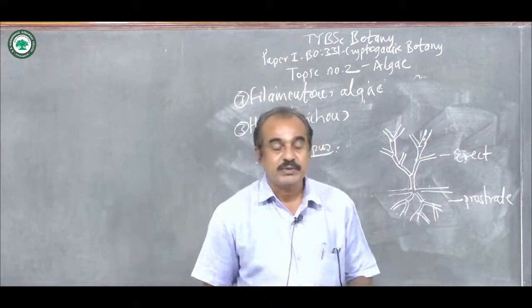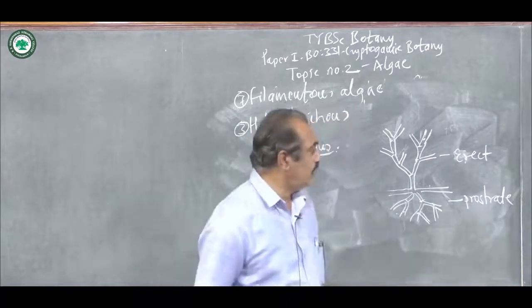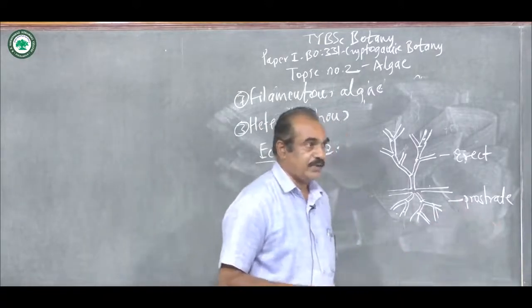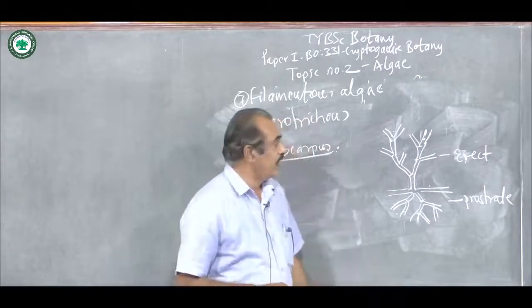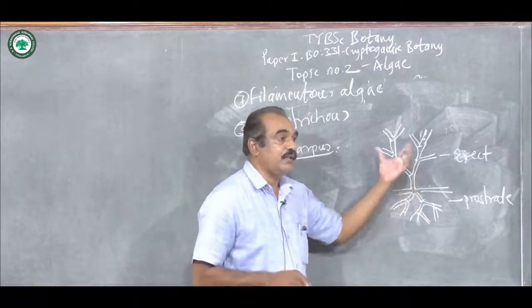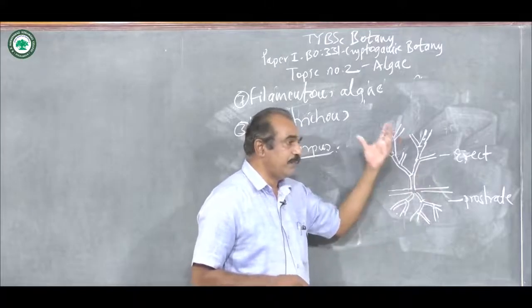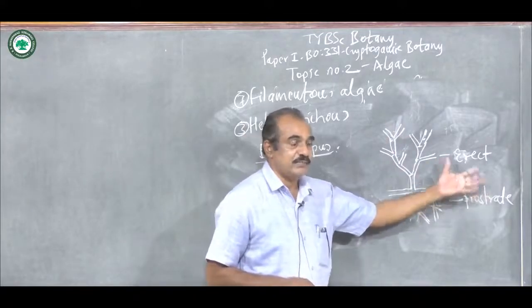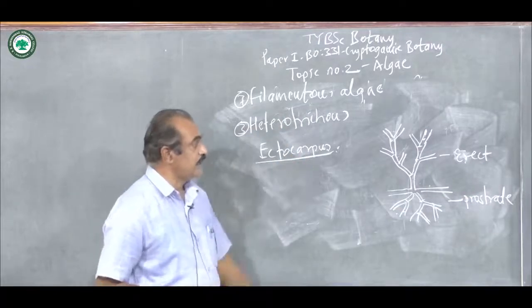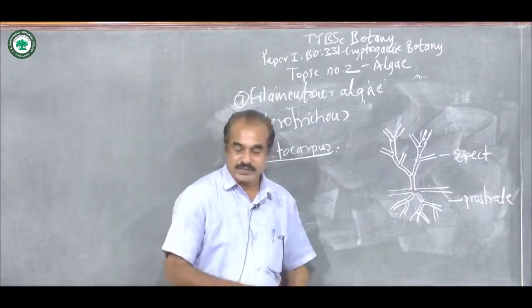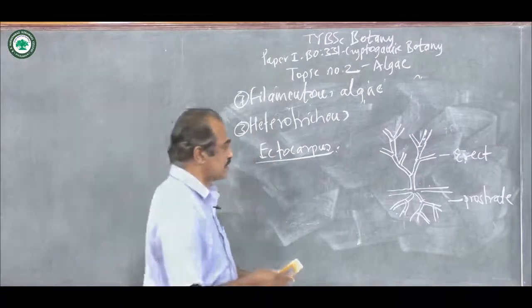The structure which creeps over the substratum is called the prostrate system. It creeps over the substratum. It is horizontal, on the substratum. And there are some filaments that are erect, upright, and this system of branches is called the erect system. So in heterotrichous, for example Ectocarpus, there are two different types of branches, which is called heterotrichous.